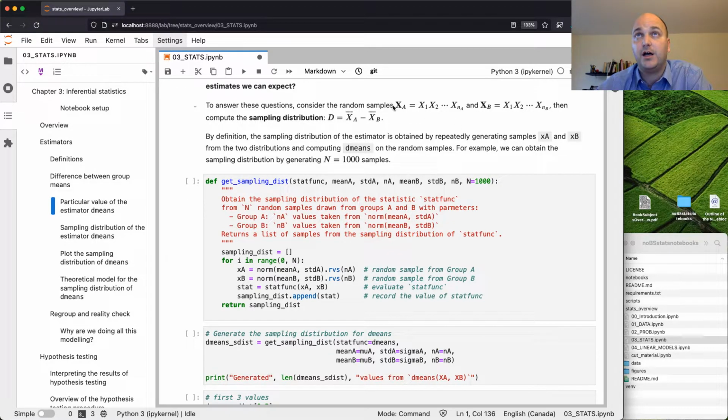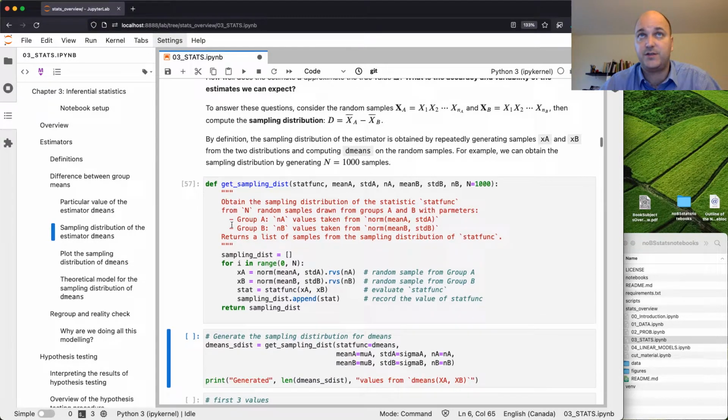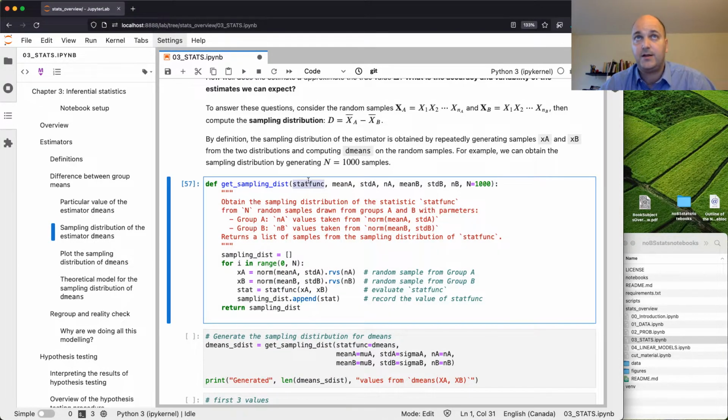In theory, it would be an infinite number of samples and the distribution of infinite samples. But in practice, we're just going to do that with 1,000 samples, because 1,000 is a big enough number to see a curve, to see a distribution. Okay, so by definition, the sampling distribution, so this is the function that will give us that, of any stat function. We're interested in the difference between means, but the function here works for any.